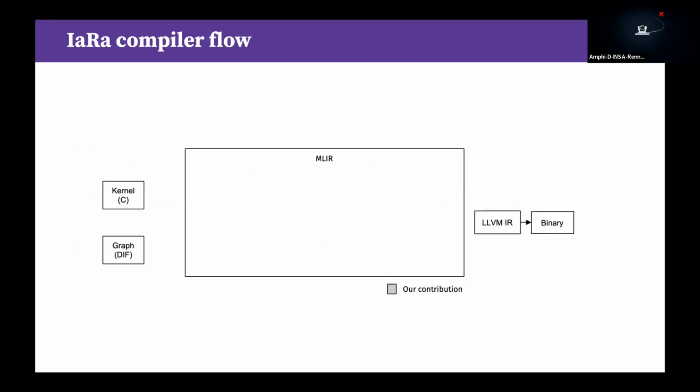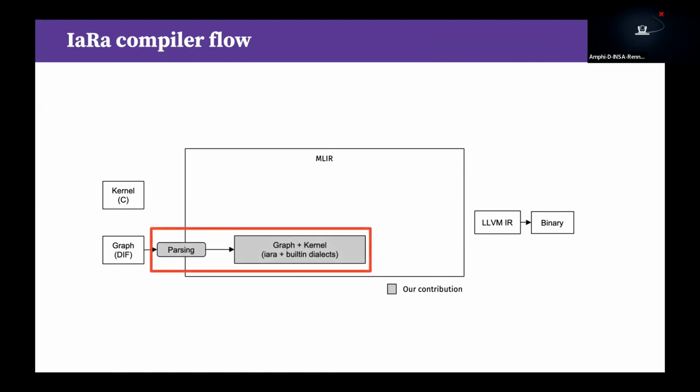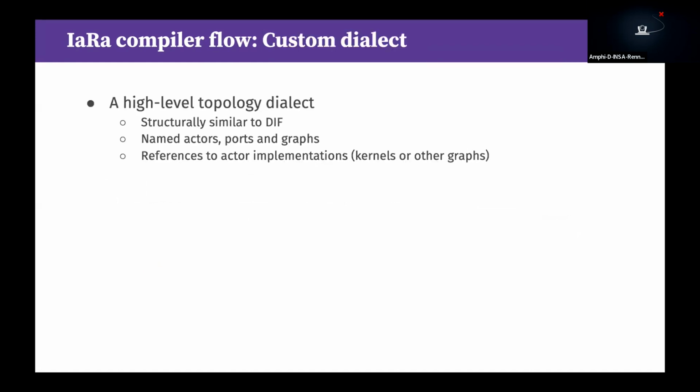So my Yara compiler flow starts with both the kernel in C code and the graph in DIF. That's the Dataflow Interchange Format that represents our Dataflow graph. The first thing that we're going to do is parse this DIF, which is existing, and get our Yara dialects with the built-in dialects, translating this graph to the internal dialects. So the Yara dialect is a high-level topology dialect. It's structurally similar to DIF, a representation of the Dataflow graph with named actors, ports, and graphs, with references to actor implementations, kernels or other graphs.